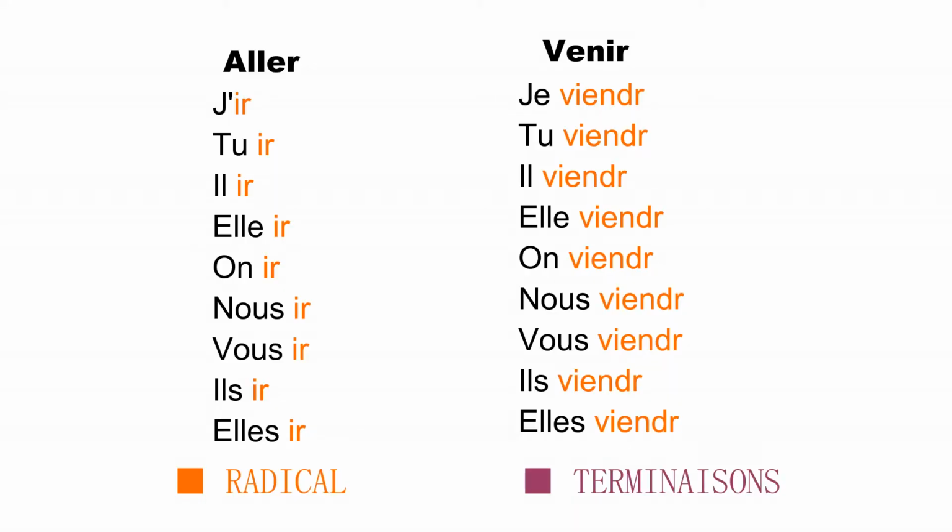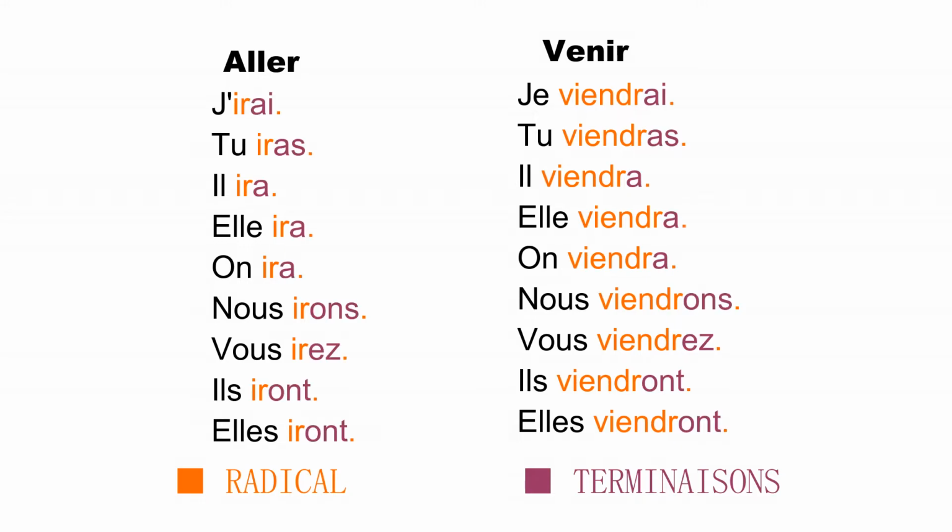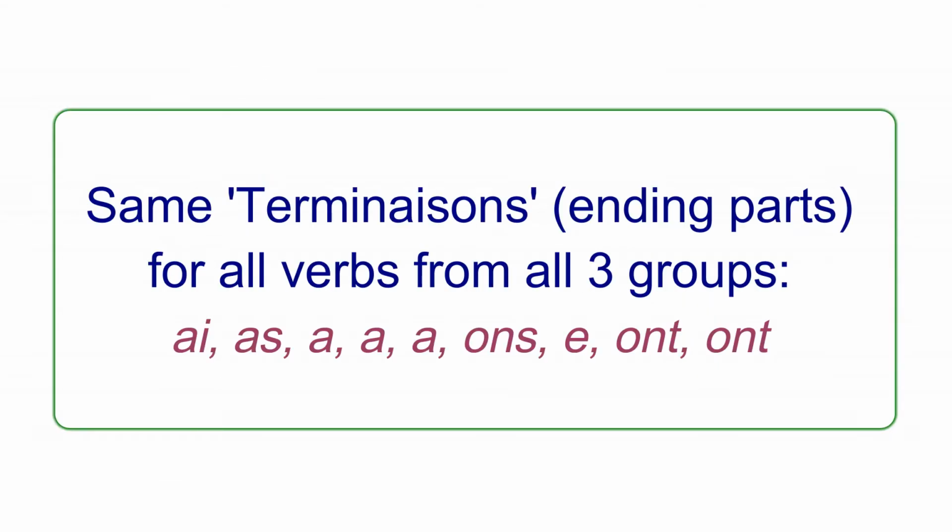Let's write the radical part with all subject pronouns, then add the terminaison. J'irai, tu iras, il ira, elle ira, on ira, nous irons, vous irez, ils iront, elles iront. Je viendrai, tu viendras, il viendra, elle viendra, on viendra, nous viendrons, vous viendrez, ils viendront, elles viendront. Same terminaison for all verbs from all three groups. Same terminaison. Last but not the least, let's check out a pronominal verb.